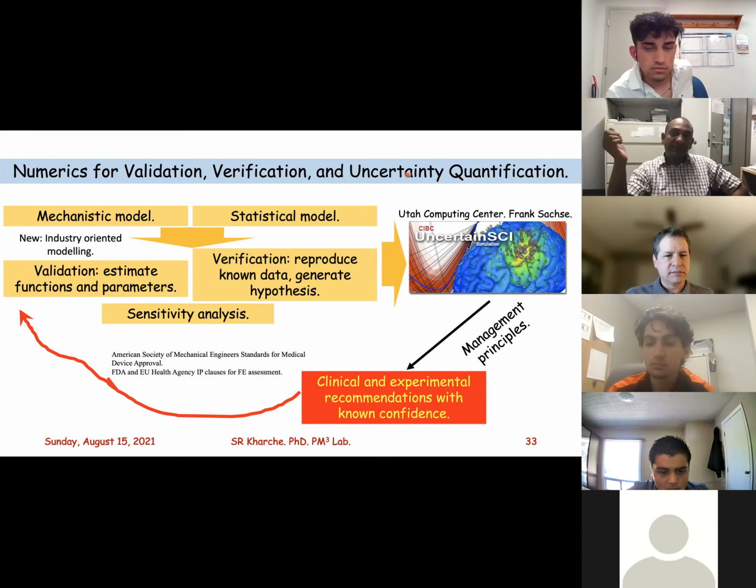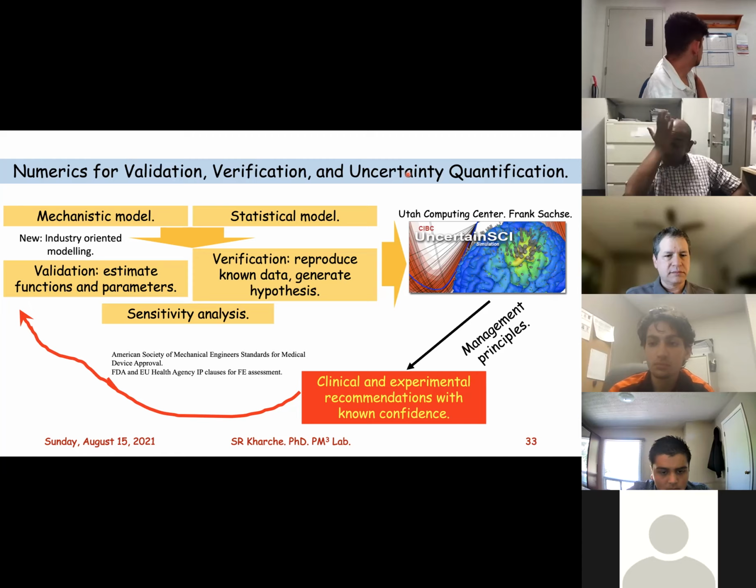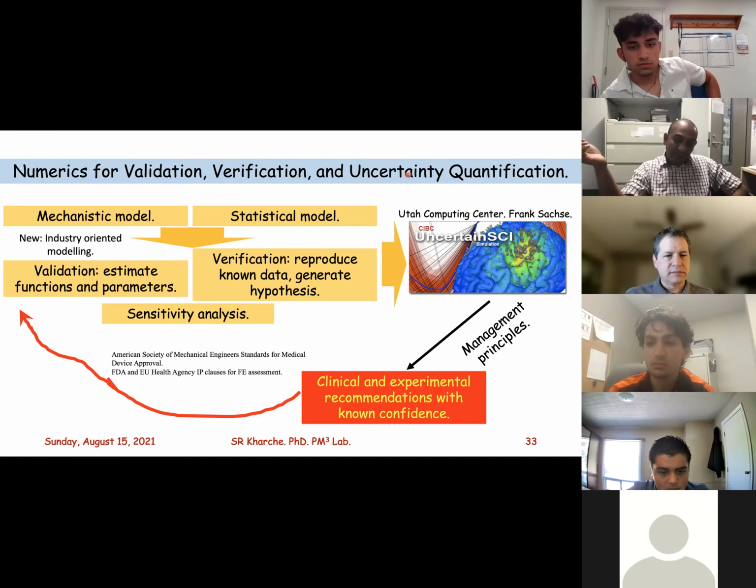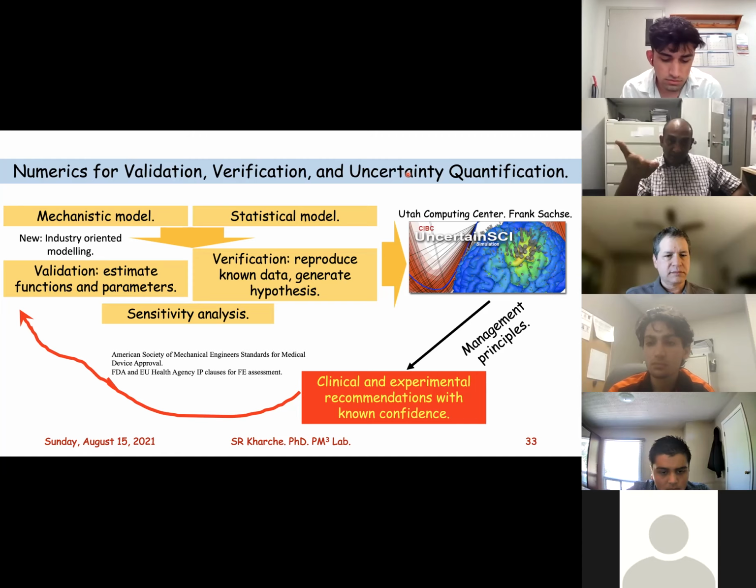And we will be uptaking this platform, UncertainSCI, for Tim's upcoming work, for Clara's upcoming work, definitely for Lawrence's upcoming work, because this is a platform that is firstly extremely elegant, is based on robust mathematical and biophysical principles, and importantly, it is compliant with the FDA and other agencies.